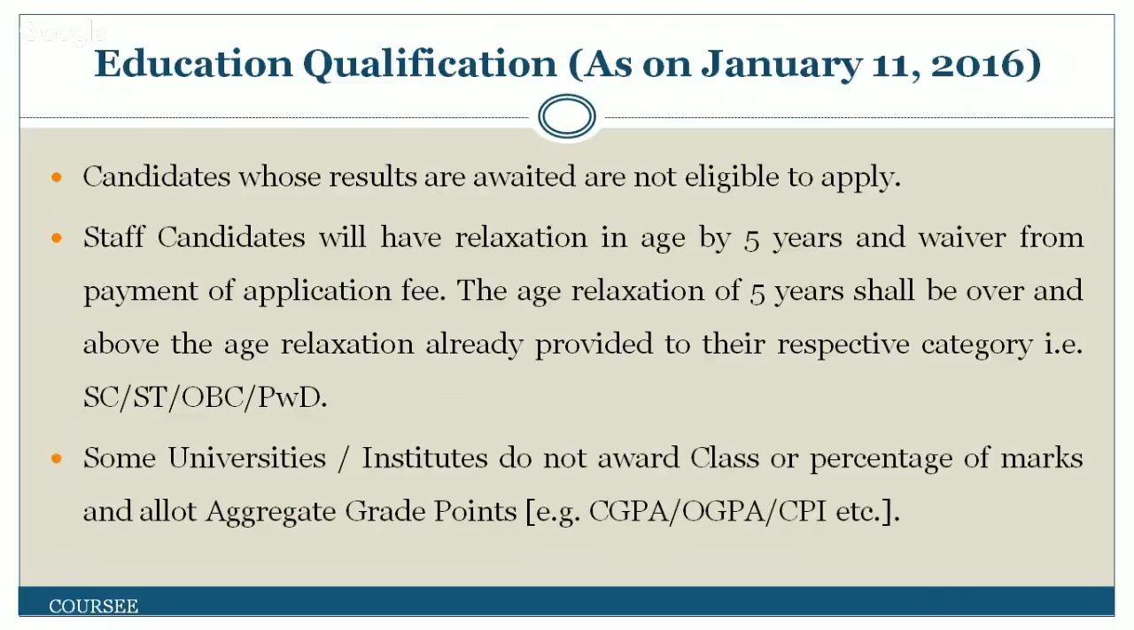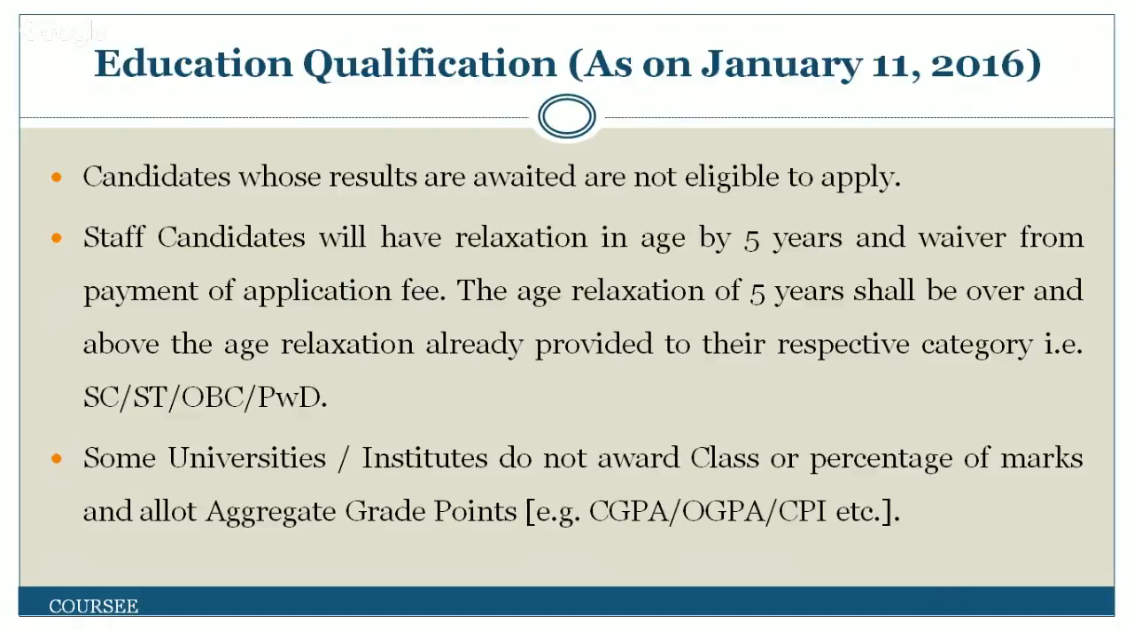Some universities or institutes do not award class or percentage of marks and allot aggregate grade points, for example CGPA, OGPA, and CPI, etc. So for that, equivalent CGPA, OGPA, and CPI are similar terminologies allotted on a 10 point scale.